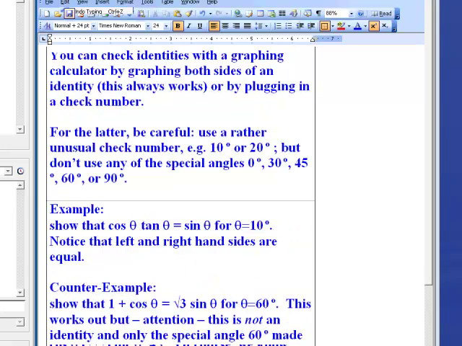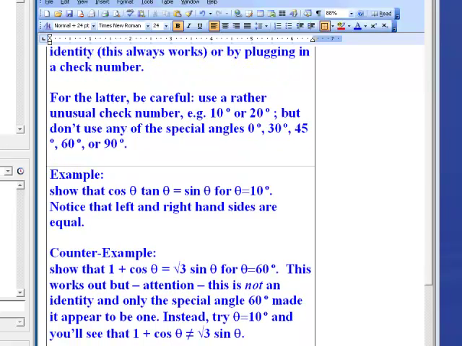Typing 360 degrees as well as 225 degrees plus, okay, times 360. And of course, we know that this one cannot be an identity because it doesn't work for any other angle. But an identity has to work for everything. So, in essence, when you check numbers, try some unusual ones like 10 degrees, 20 degrees, 43 degrees, 58 degrees, something like that.